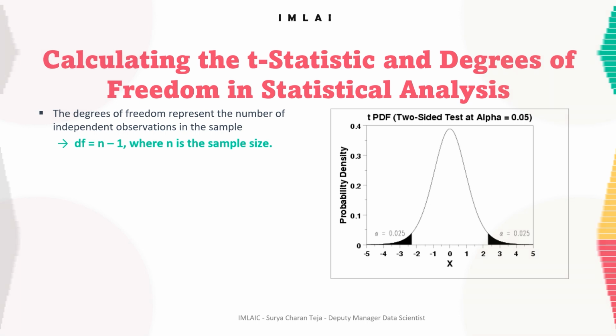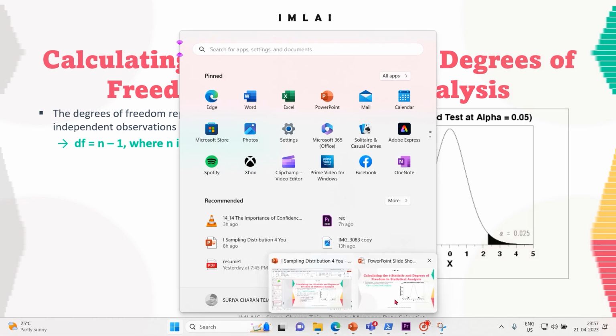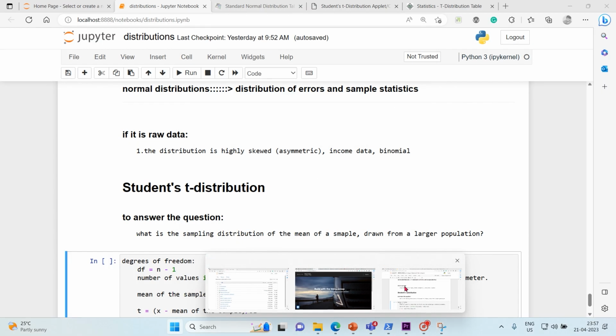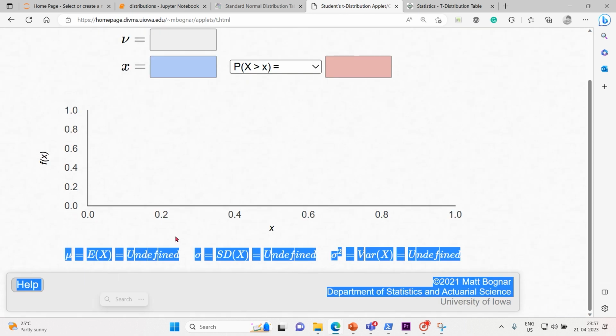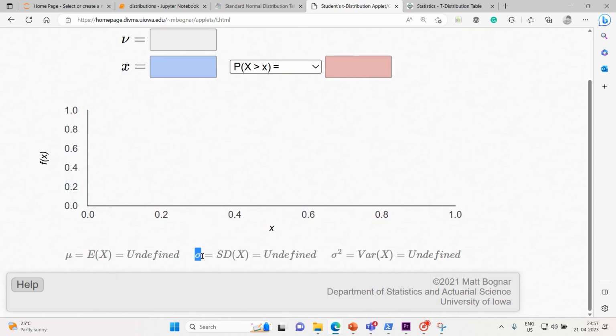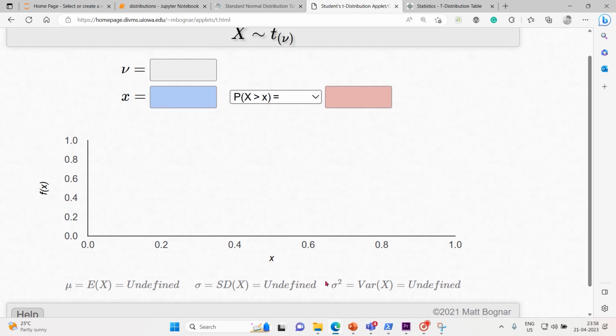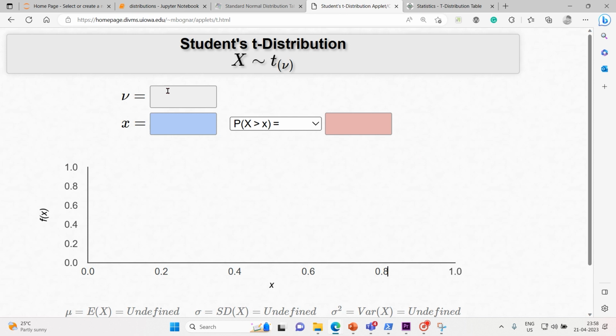Let's do a small simulation. Okay. So this is a Student's t distribution simulation. This is our variation, that's degrees of freedom, DOF. And here you can see mu, that's the population parameter, which is undefined, and here you see sigma, the standard deviation, and x, undefined, and here you can see the variance. These are all undefined. Let's take a degree of freedom.